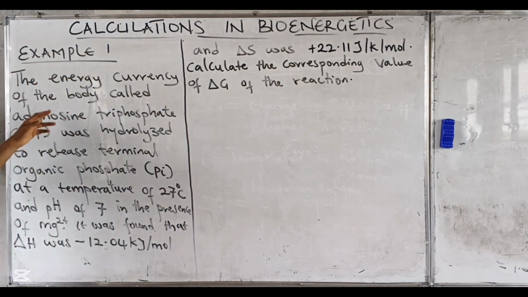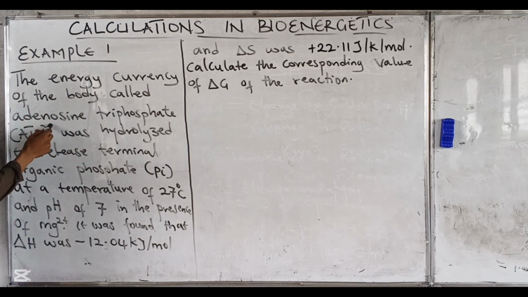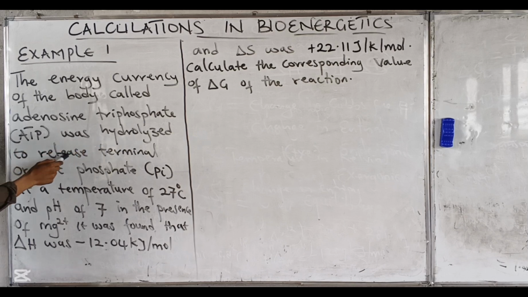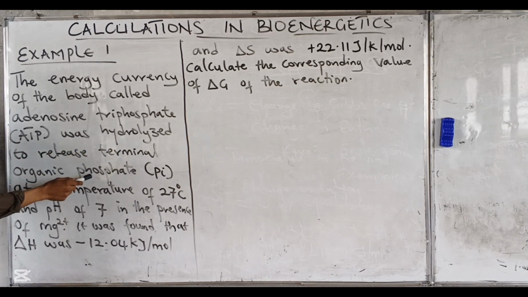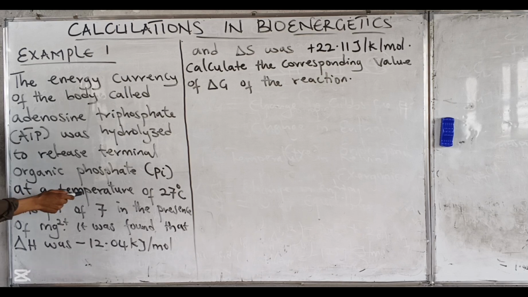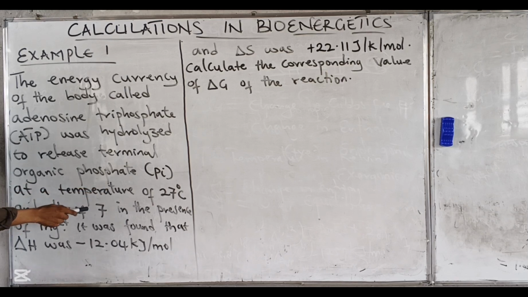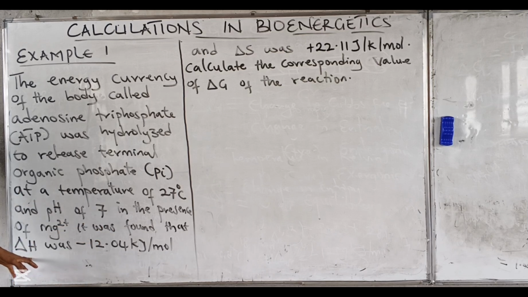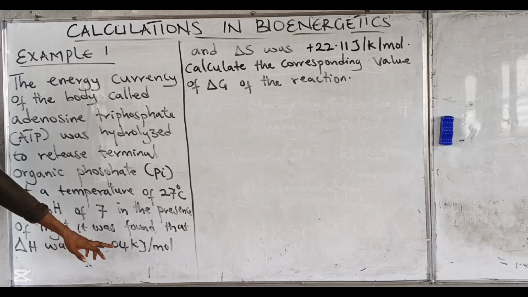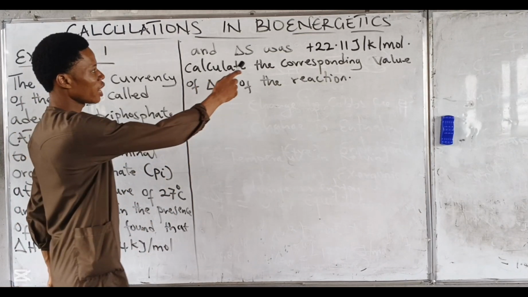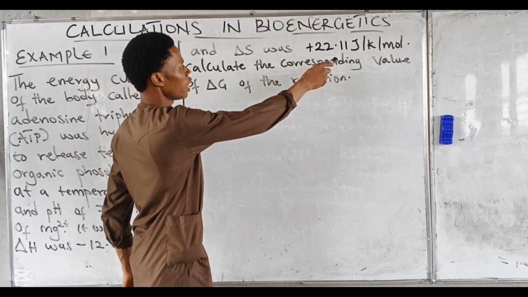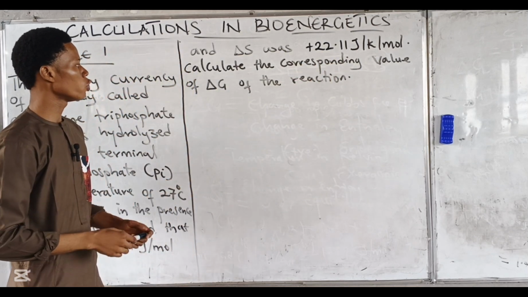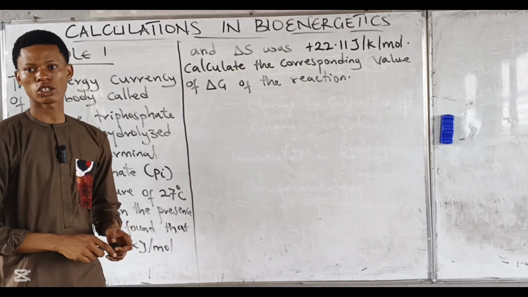Example 1: the energy currency of the body called adenosine triphosphate, ATP, was hydrolyzed to release terminal organic phosphate, Pi, at a temperature of 27 degrees Celsius and pH of 7 in the presence of magnesium ion. It was found that delta H was minus 12.04 kilojoules per mole and delta S was plus 22.11 joules per Kelvin per mole. Calculate the corresponding value of delta G of the reaction.